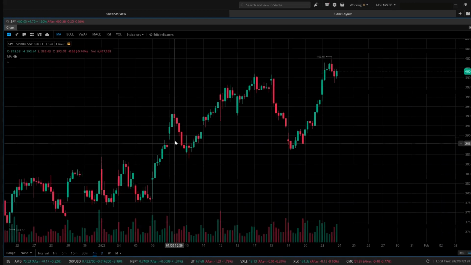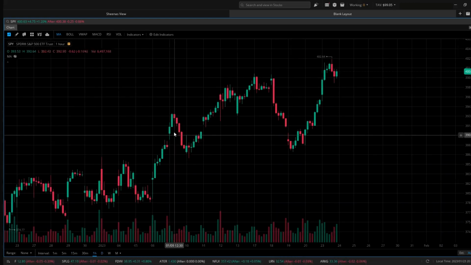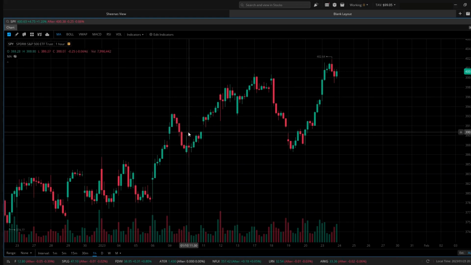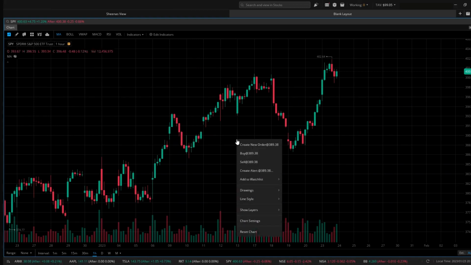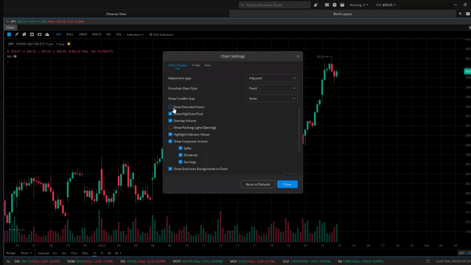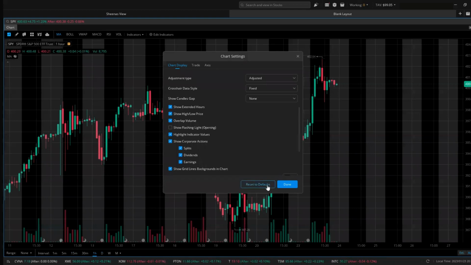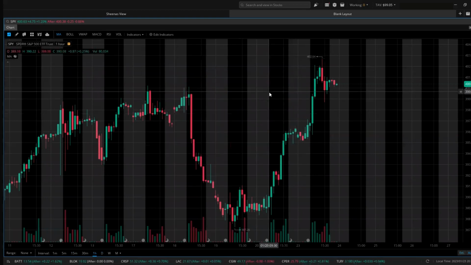Same thing with the hourly. On the hourly, now we're looking at each candle, and each candle represents 1 hour of time during the day. Now, another trick we can do here is we can right click and go to our chart settings and add show extended hours. And this is going to add our pre-market and our aftermarket that we mentioned. And it's going to show up in like a grayish kind of color on the chart.